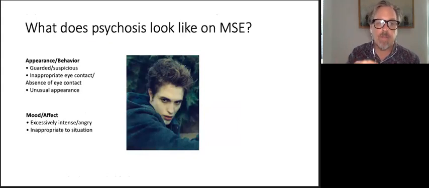Their mood and affect may be oddly intense, quick to anger, or it may be blunted. It may be very devoid of range, or the affect may be very inappropriate to the situation. The person may have come in from an accident scene and they're laughing intensely, something like that.